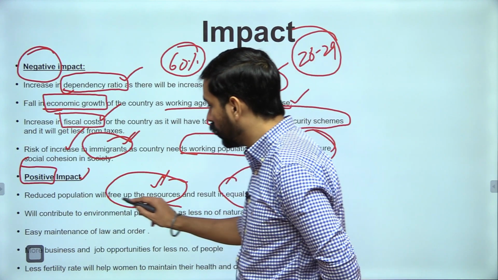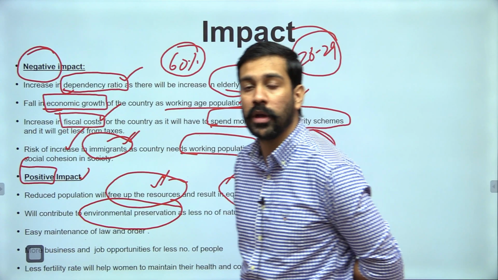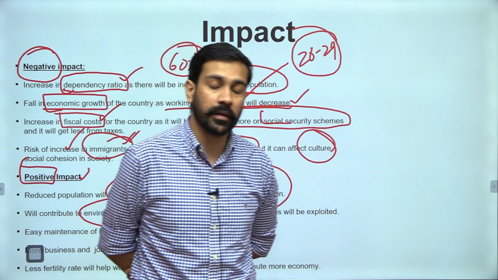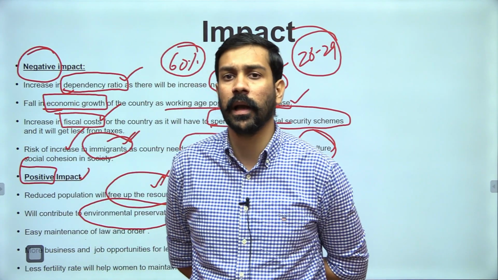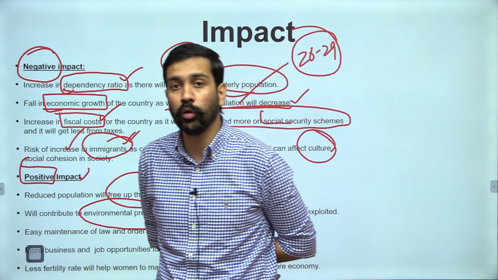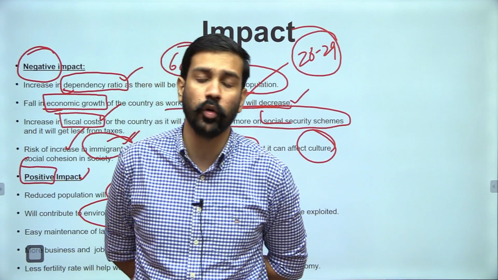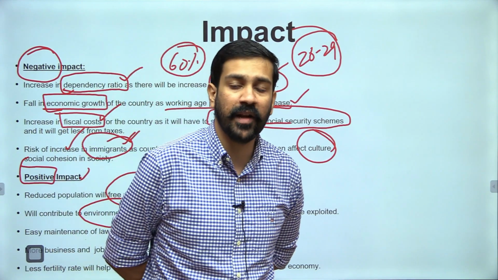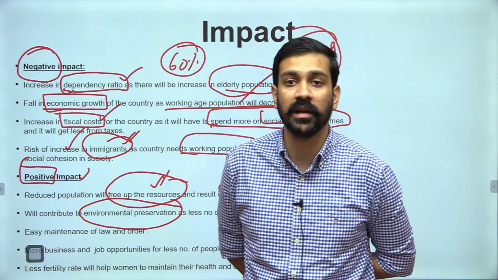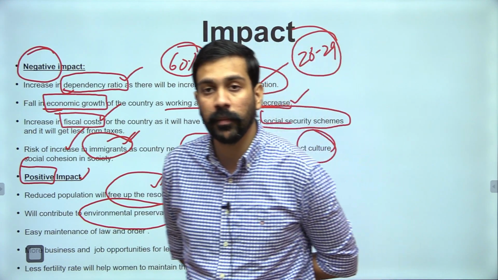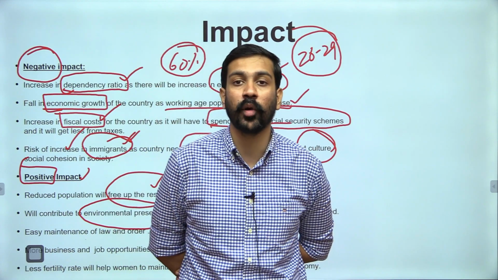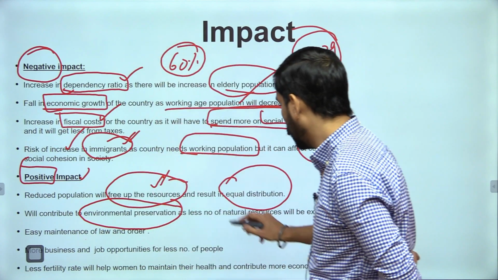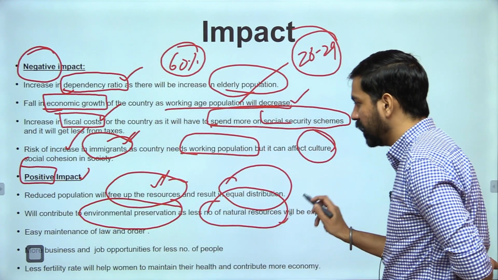Next one, it will contribute to environmental preservation, because less population means less needs and less exploitation of nature to fulfill them. Take the case of any country, take the case of India. To fulfill our needs, we go through the exploitation of natural resources. We exploit mines, we exploit hydropower dams, and many, many resources to fulfill the basic needs of the countrymen. But if there are fewer people, we will be less willing to exploit the natural resources. Why? Because our needs will also be less. So fewer natural resources will be exploited.